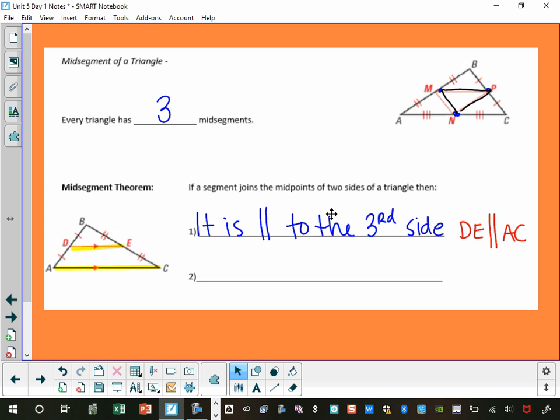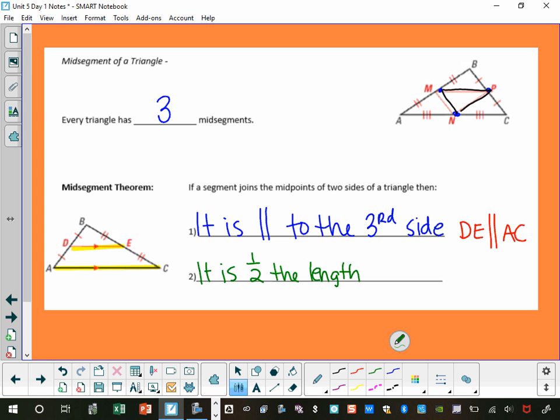The other thing that we know is that it is half the length of the third side. So DE is half of this last side here of AC. So we're going to put it is half the length of the third side.